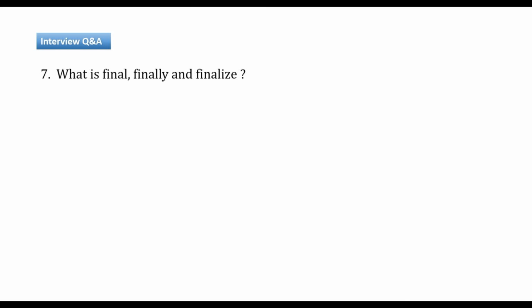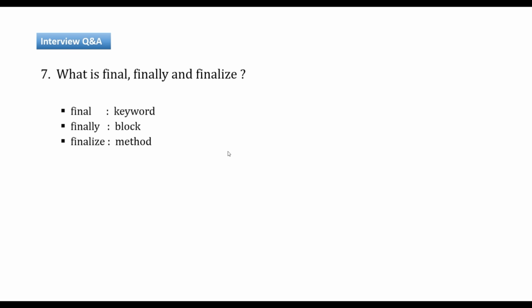Now the next question will be: what is final, finally and finalize? This is one of the common questions. You can say final is a keyword, finally is a block which is used for cleanup activity, and finalize is a method which will be called by the JVM periodically to clean up unused objects. Usually when we call system.gc, this finalize method is called automatically.